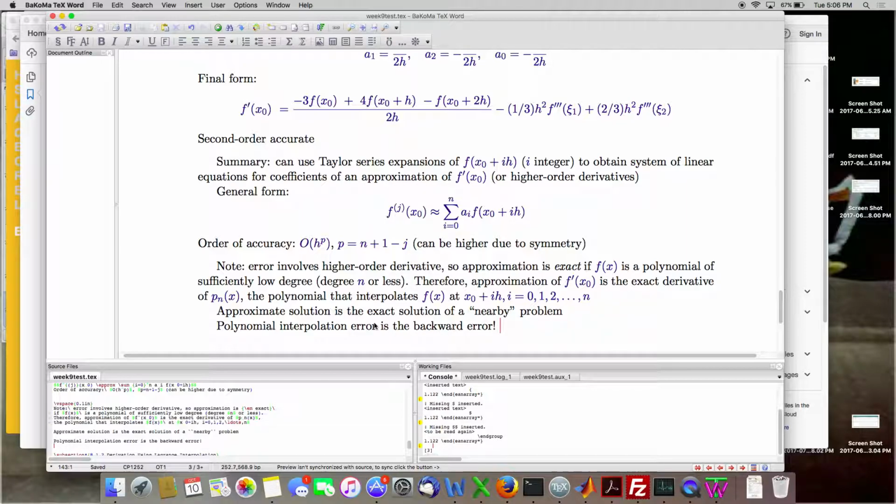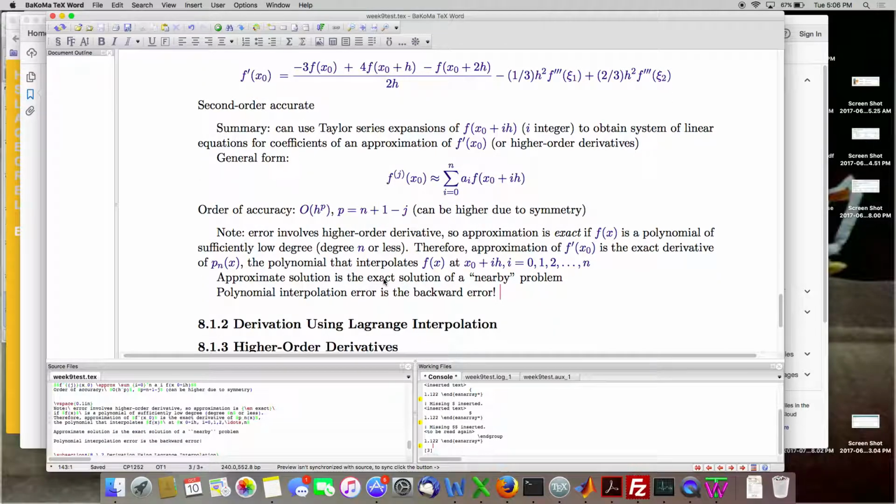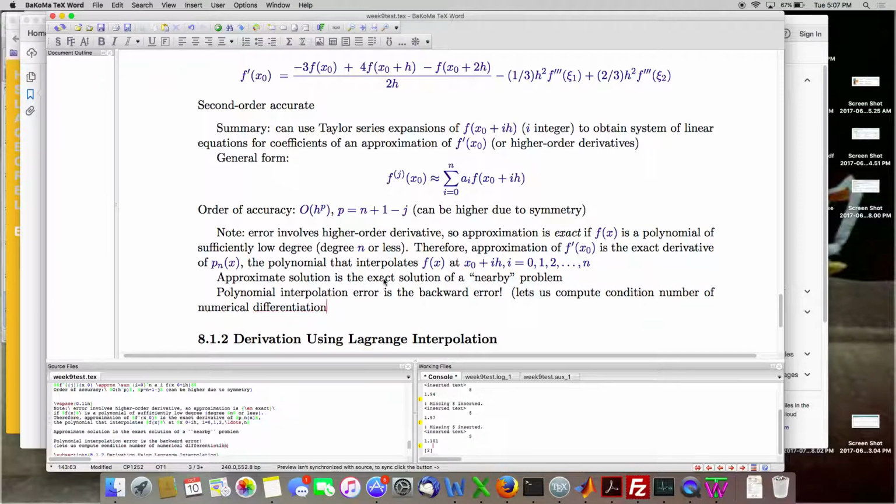When we learn more about how to compute the error in our derivative approximations, and we know how to compute polynomial interpolation error, because that was covered in the previous chapter, what relates the two errors, forward and backward error? Condition number. So this allows us to compute the condition number of numerical differentiation, and that's something we'll do later. We'll get an idea of whether this is a well-conditioned or ill-conditioned problem, because we'll have formulas for both kinds of error, so the ratio will give us an idea of the conditioning.